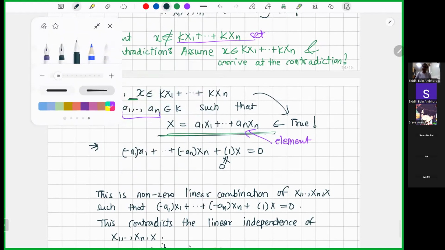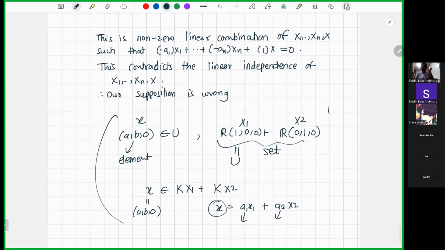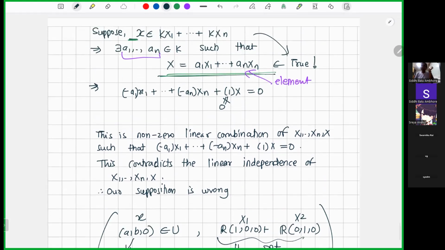So when I am saying that this x belongs to this set, there exist some a1 to an in K, we don't know what they are, such that x is equal to this expression. That's what we did here, in the first question. Okay. Yes, ma'am, it's clear.